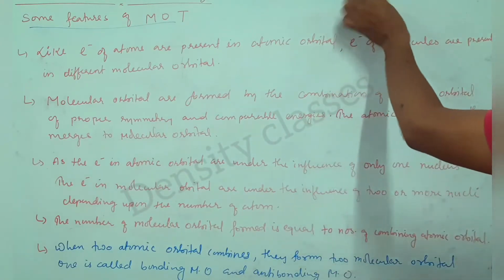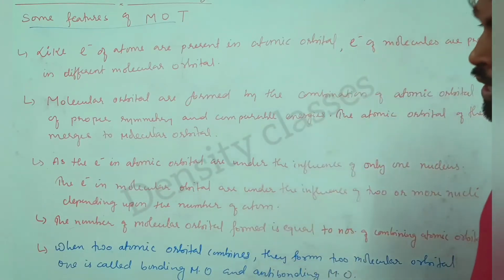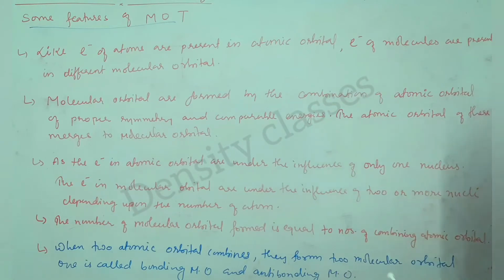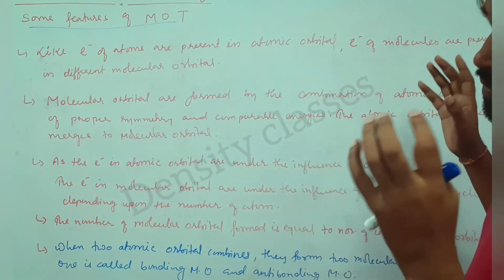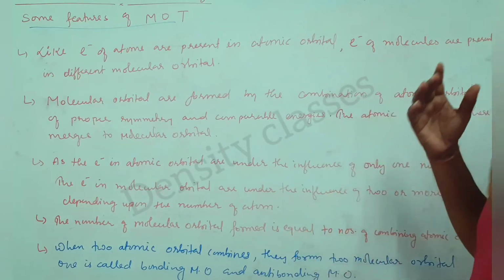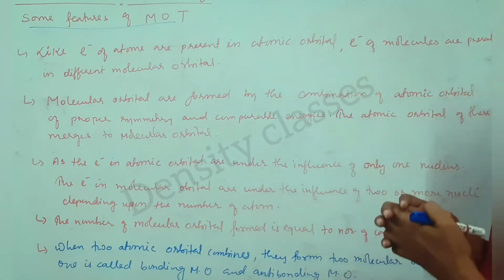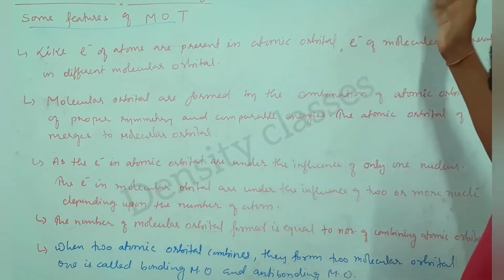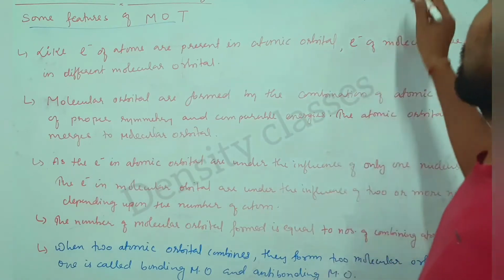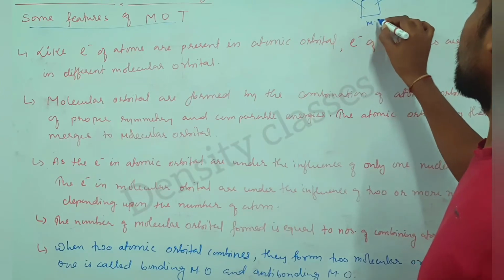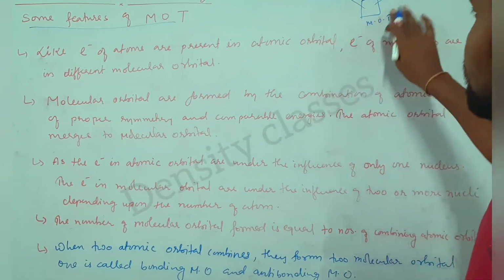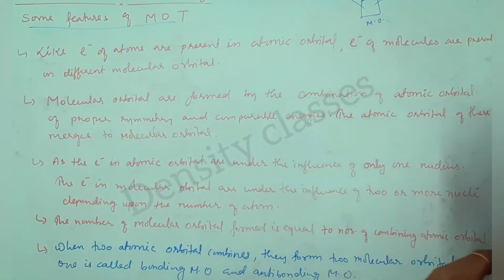So when they combine, they merge into a molecular orbital. Got it? When two atomic orbitals of comparable energy and proper symmetry combine together, they merge into a molecular orbital. This is called a molecular orbital.